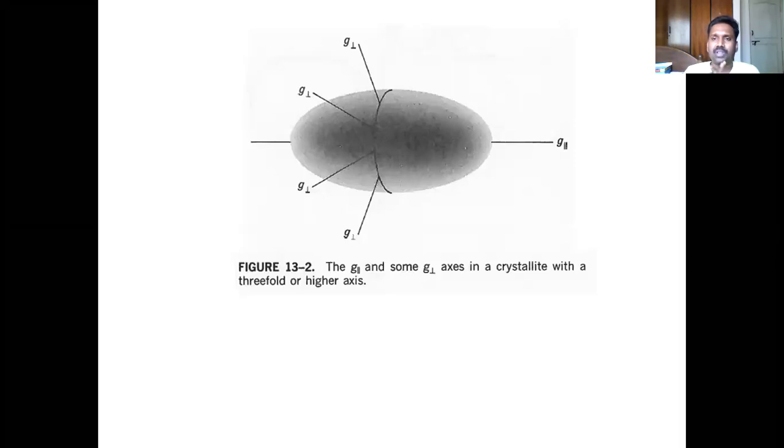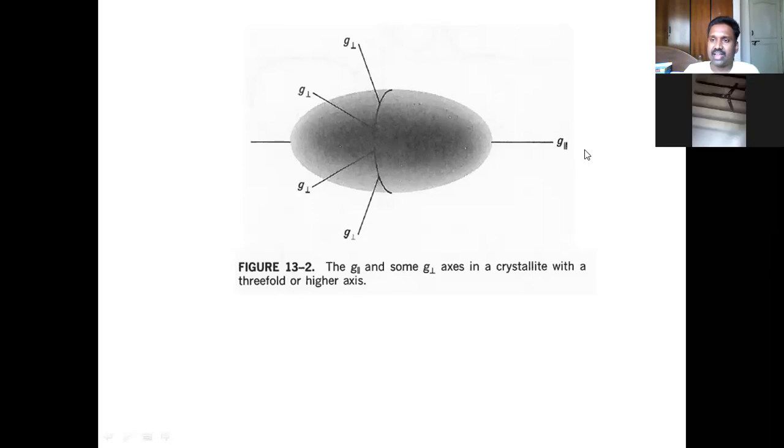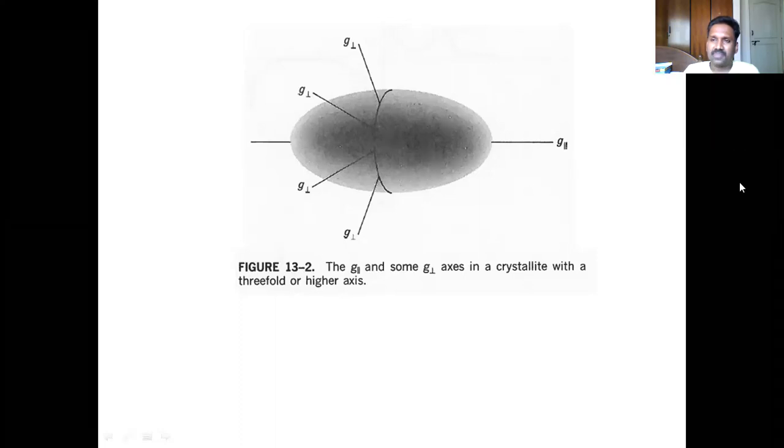Fine. Now we have two extremes of orientations of the spin states. One is parallel with the external magnetic field, and one is perpendicular. Now, for our argument's sake, let us designate this G as parallel and this G as perpendicular.